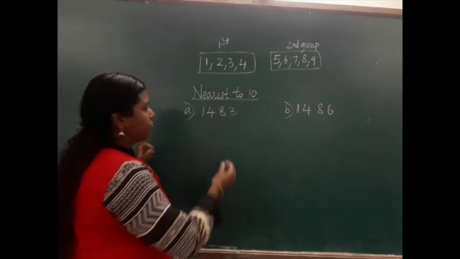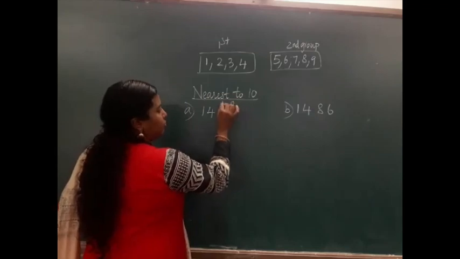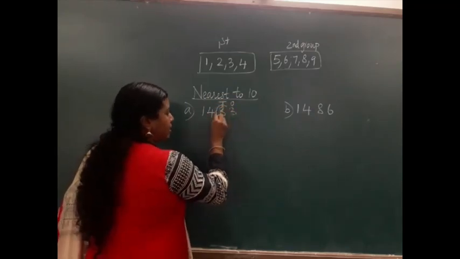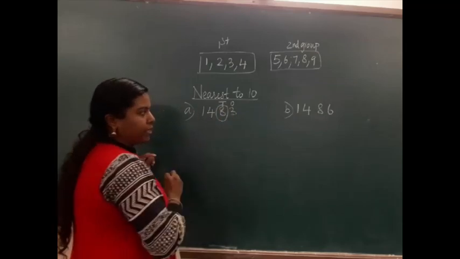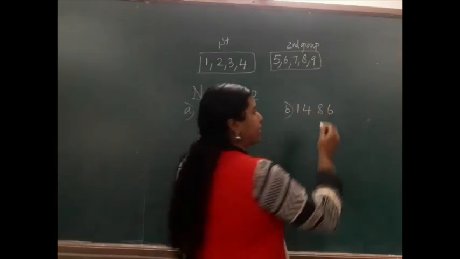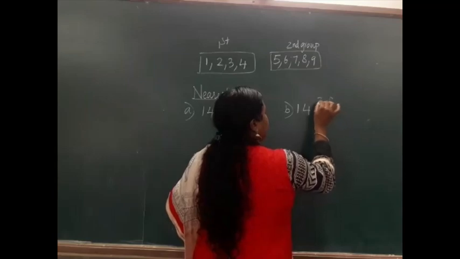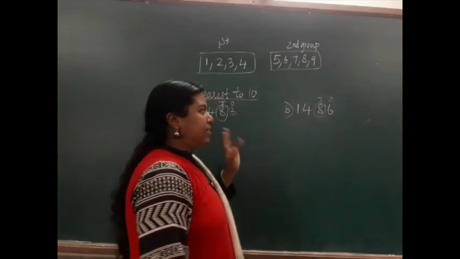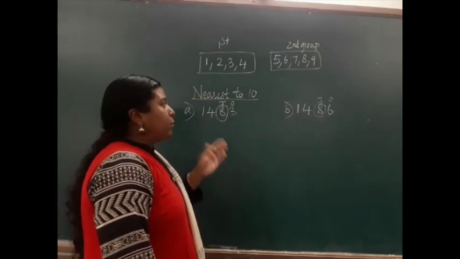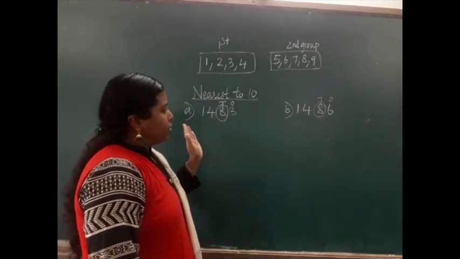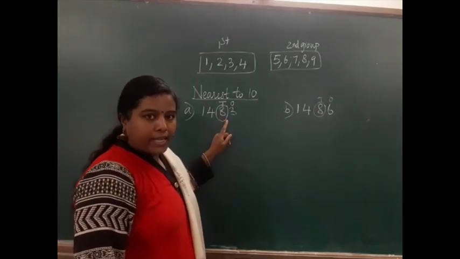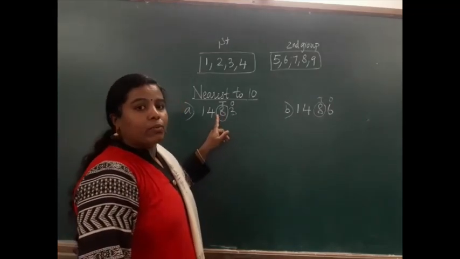So in the first number, which digit comes in the tens place? The digit 8. So we will circle this digit in the given place. In this number, which digit comes in the tens place? Again the digit 8 comes in the tens place. Okay. Then the next step is we have to underline the digit to the right of the circled one.